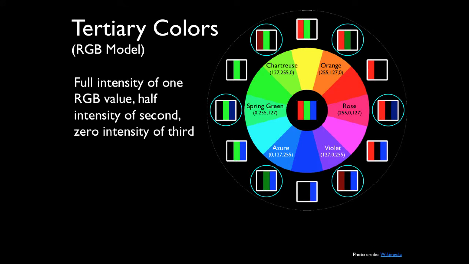And now as you move into your tertiary colors, again, you can think of this mathematically. It's the full intensity of one value, half intensity of the second value, and 0 intensity of the third. So for example, if I take spring green, it is full value of green, half value of blue, 0 value of red.